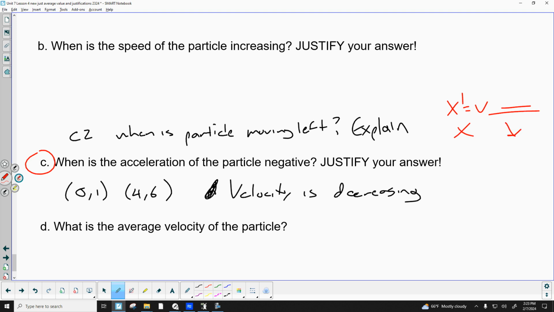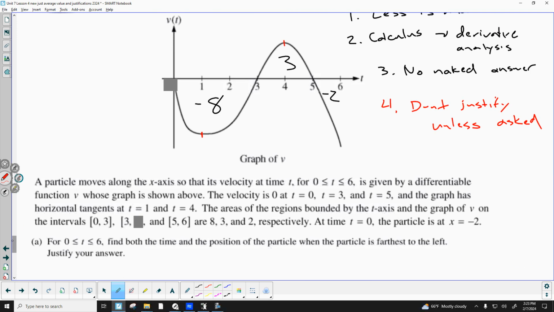Don't. Because a lot of you guys like to say it. Never say it. Never say it is negative. Did anybody say it is negative? Don't say it. That's number 5. Don't say it or the graph. Be specific.